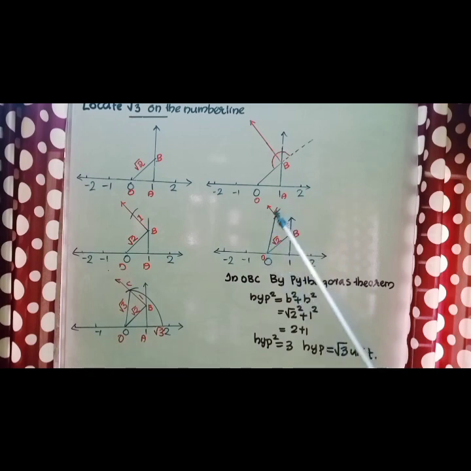Hypotenuse we don't know what is the length. So let us find out the length of hypotenuse by using Pythagoras theorem. In triangle OBC, hypotenuse square equal to base square plus height square, that is equal to root 2 square plus 1 square, that is equal to 2 plus 1, that is hypotenuse square equal to 3, hypotenuse equal to root 3 unit. So we got the length of OC is root 3 unit.